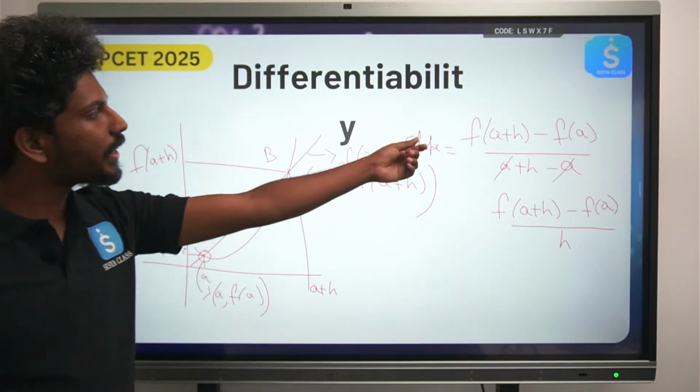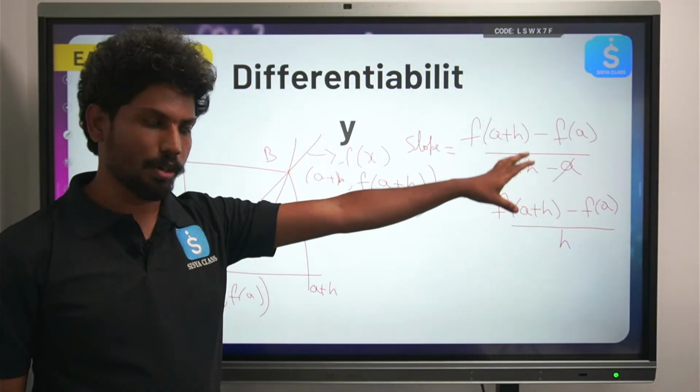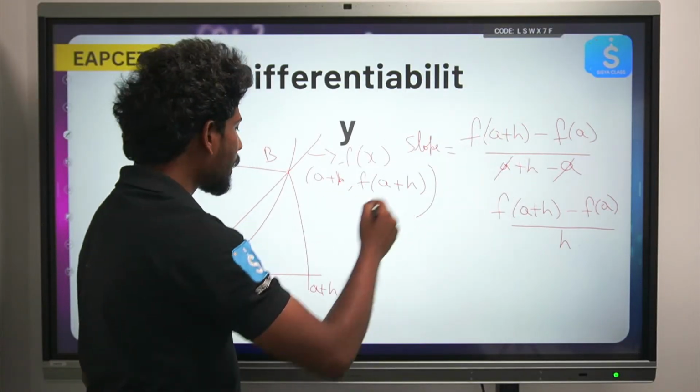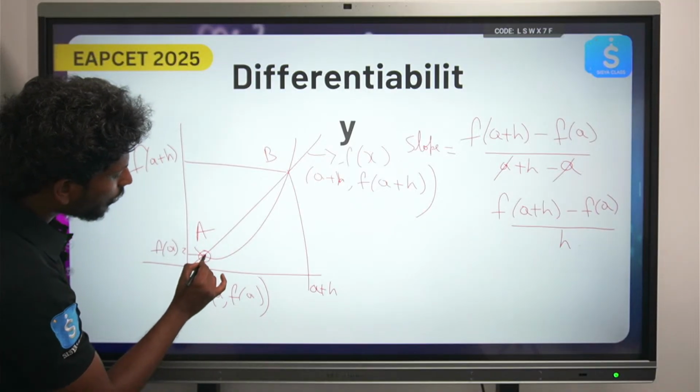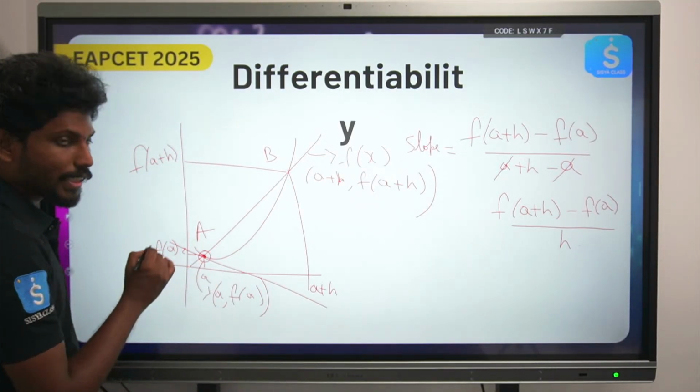But is this called the tangent? Is this called the slope of the tangent? No, it is not called the slope of the tangent. But what do I do in order to say that it is a tangent, that you can make a line that exactly touches at only one point?